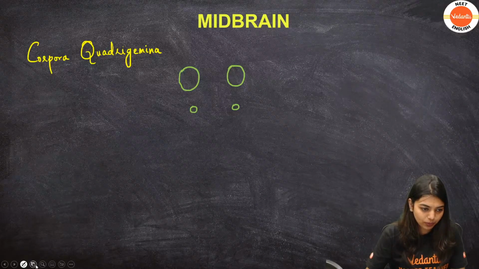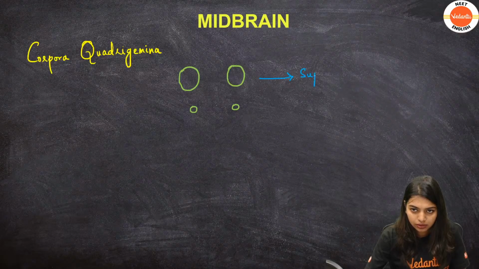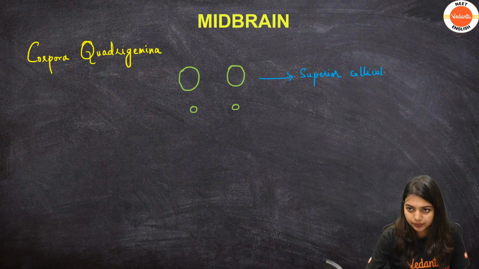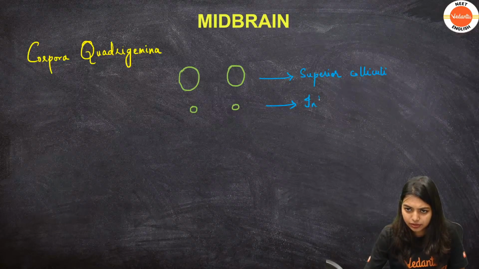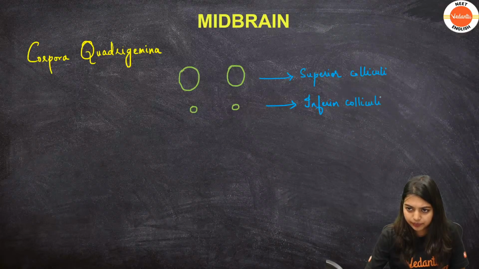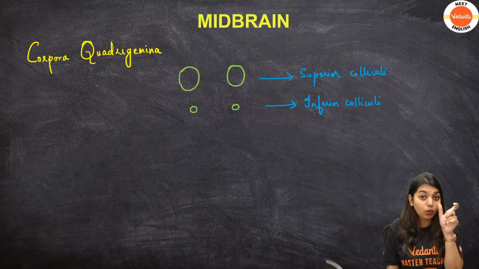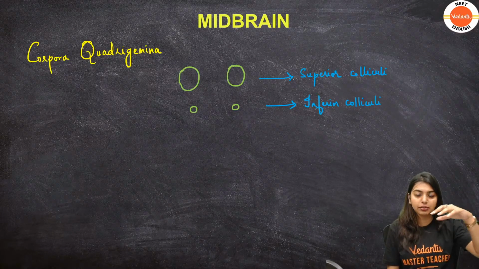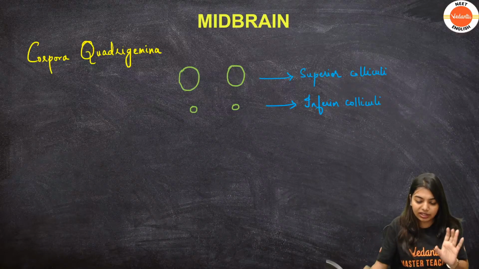The top one is called the superior colliculi, and the lower one will obviously be called the inferior colliculi. So the corpora quadrigemina are 4 circles. Quadra means 4, right? There are 2 bigger ones and 2 smaller ones, all in the midbrain. The 2 bigger ones are called superior colliculi, and the smaller ones are called inferior colliculi.